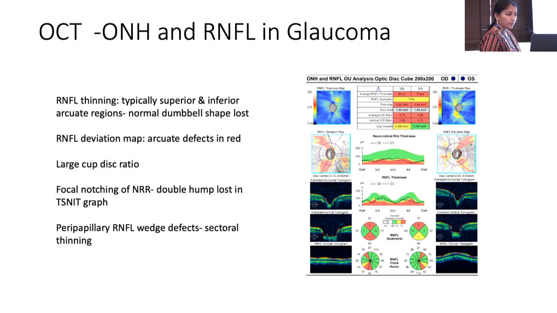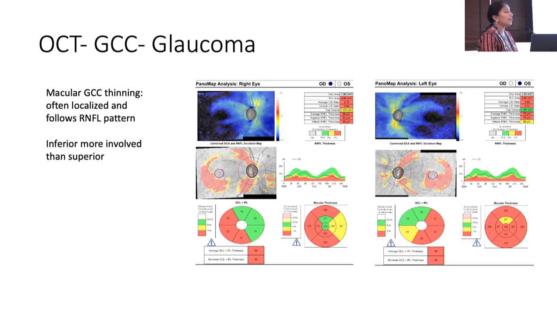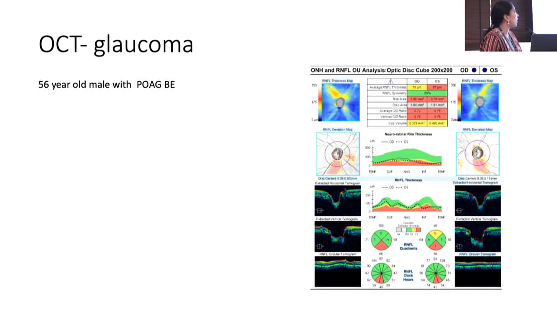Okay. So the OCT GCC analysis for the same patient also shows thinning for the GCC in the inferior as well as the superior quadrants. And for the GCC analysis, usually in glaucoma, the inferior quadrants are more involved than the superior quadrants.